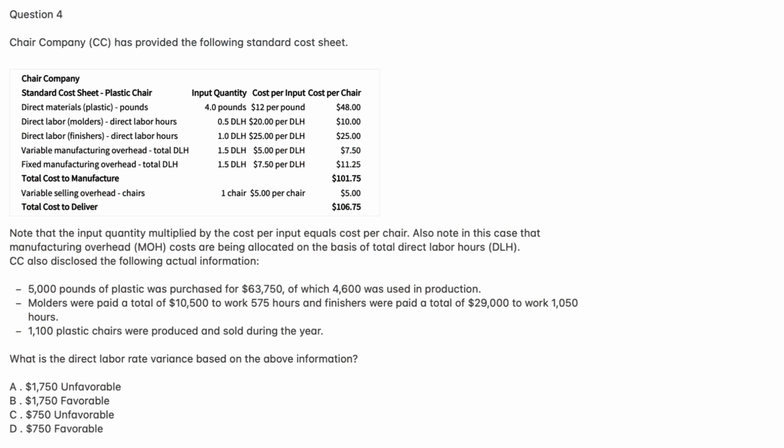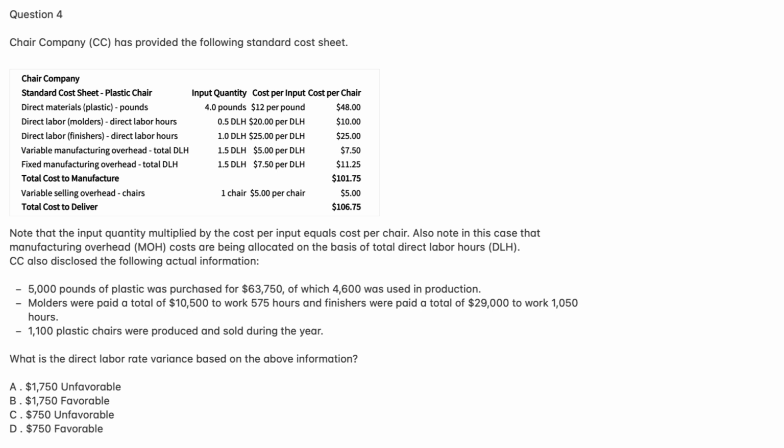Question 4. Chair Company, CC, has provided the following standard cost sheet. Note that the input quantity multiplied by the cost per input equals cost per chair. Also note in this case that manufacturing overhead, MOH, costs are being allocated on the basis of total direct labor hours, DLH. CC also disclosed the following actual information.